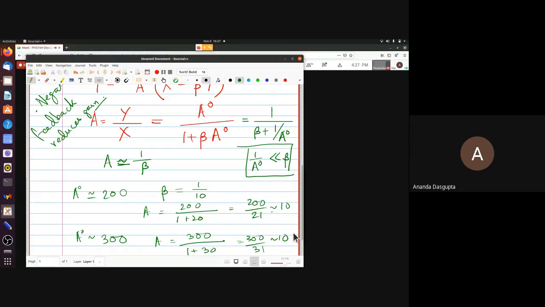And okay, you can just carry out the calculation and figure out that the percentage change in A is going to be a lot less than the 50% change in A0, right? So you end up with a circuit with a lot smaller gain, a gain of only 10, because gain is of the order of 1 by beta, right? This 10 is just 1 by beta. And that's the approximate value that we say. The important thing is, once A0 is large enough, 1 by A0 is small compared to beta, so it doesn't matter whether A0 is 200 or 300, you end up with the same or roughly the same gain.